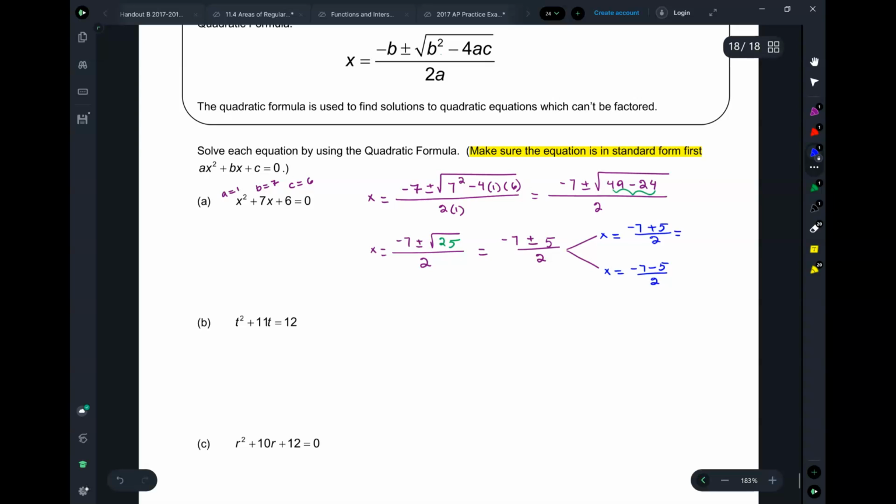And so now, let's simplify this one. Negative 7 plus 5? Negative 2 over 2? Negative 1. And here? Negative 12 over 2, negative 6. So x is negative 1, negative 6. So this one, we actually got integer values, no roots, okay?